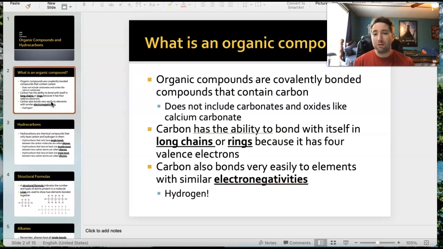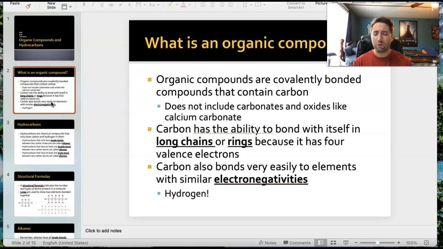So carbon has the ability to bond with itself in these long chains, these rings, all kinds of really interesting things. And if you're really interested in this, there's a whole college course you can take called organic chemistry, and it'll take you an entire year, and it is very difficult.